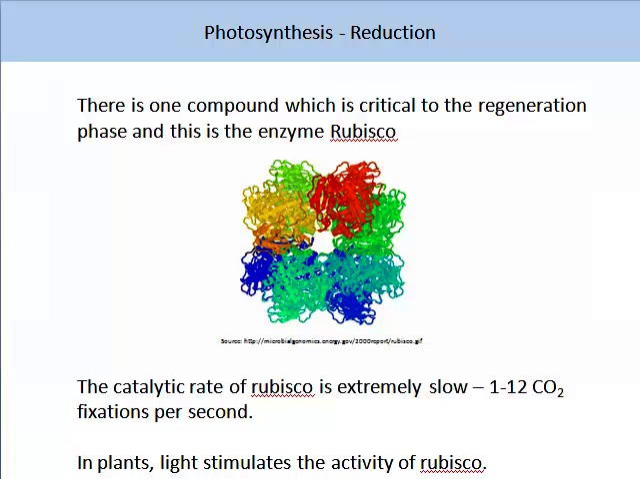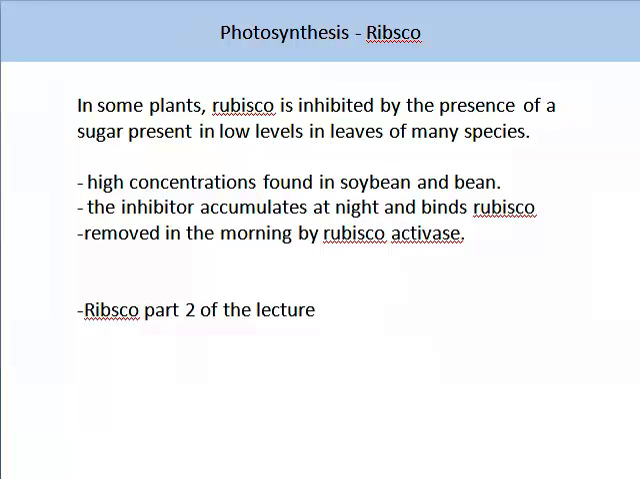In plants, it is light that stimulates the activity of rubisco. In some plants, rubisco is inhibited by the presence of sugar. If the sugar is present at low levels, it may inhibit rubisco. High concentrations of rubisco are found in soya bean and bean. The inhibitor accumulates at night and binds rubisco. It is removed in the morning by rubisco activase.